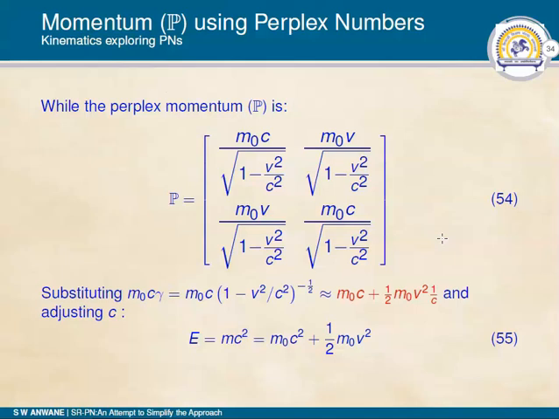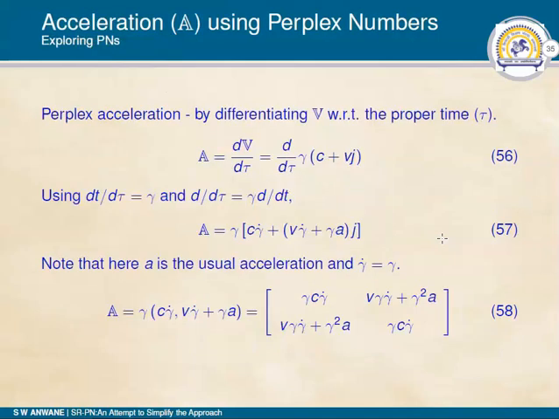So on the right hand side of equation 55, the first part is rest energy and the second part is the kinetic energy in frame S. Now we are in a position to define perplex acceleration, and things are getting weird immediately by the second differentiation occurring here. So we shall precisely operate the differential operator d by d tau on perplex velocity to obtain perplex acceleration. So it will be simply equation 56, the right hand side depicts d by d tau operated on gamma times (c plus vj).